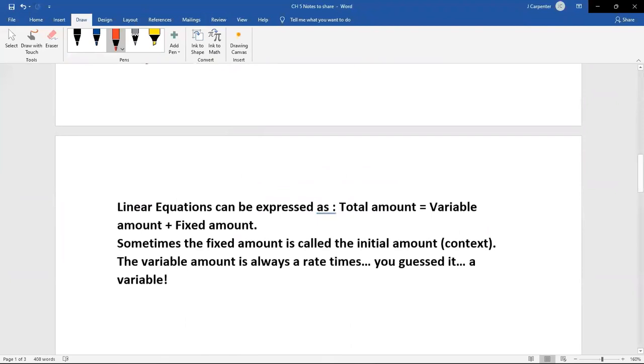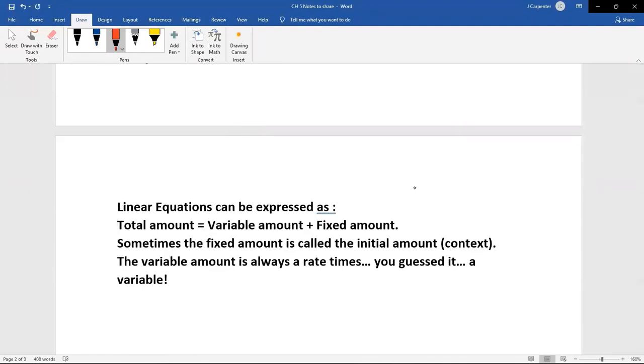Linear equation. So the equation that would make that picture that's a line can be expressed, words are hard, linear equations can be expressed as some total amount is the variable amount plus a fixed amount. Let me put that on the same line. It's a variable amount, which was us taking the number of minutes times 5 cents per minute, then plus the fixed amount, which was us adding the $20 flat fee every month.